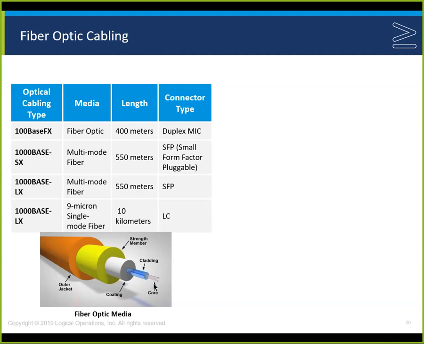We have the core here, which is the glass, the very center of it. We have cladding around it, and then we have some coating, and then we have the strength member and the outer jacket. The strength member is to prevent breaking, and you can break this stuff if you work at it. And if you don't radius it correctly, the light won't go around it.